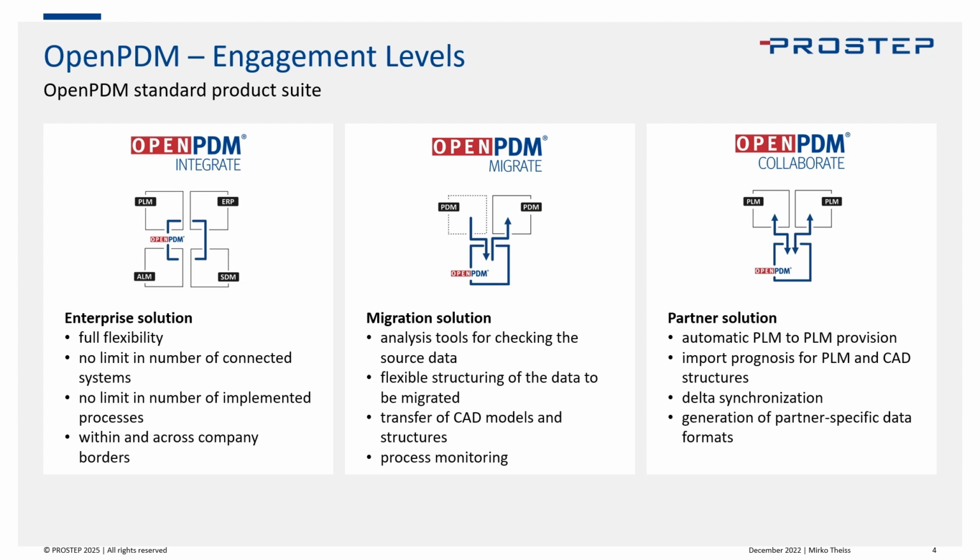And then OpenPDM Collaborate on the right is intended to be a partner solution. So this could be either a neutral PLM that both organizations might feed data in and out of, or a collaboration across corporate borders between different PLMs. This can include IP filtering and delta synchronization to make sure that on an import, you're only updating what you need to, or on export as well. And make sure that the data that's being transferred over is correct and just what your organization wants to share.